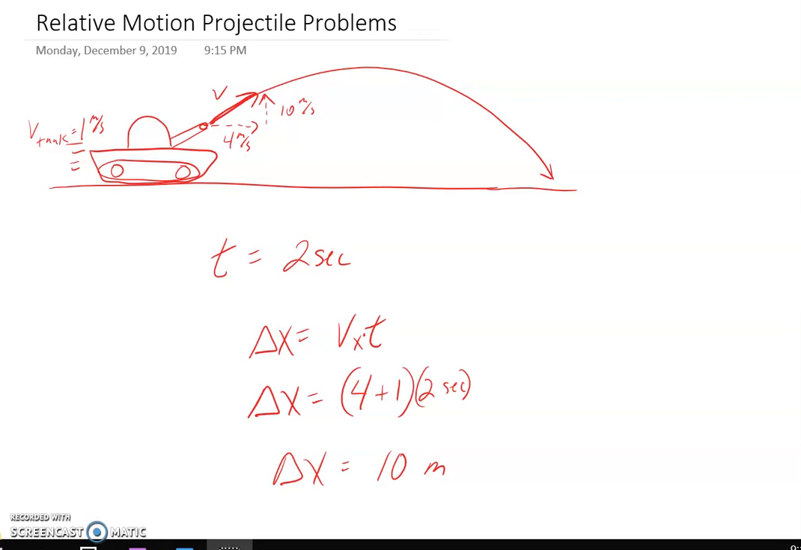Now obviously this is a tank firing a shell, it's not going to give you a 10 meter range, it's going to be a lot larger than that. I'm just giving you some ballparking, easy numbers to look at.